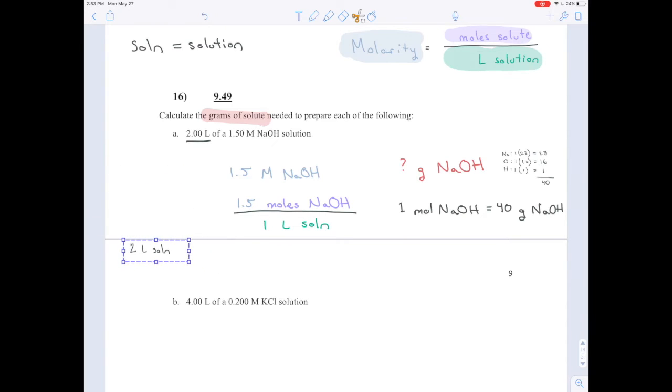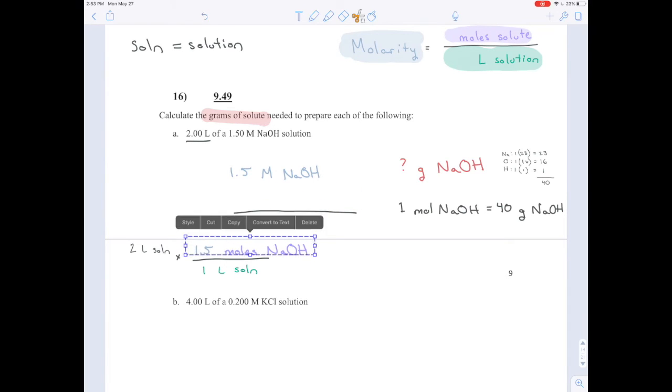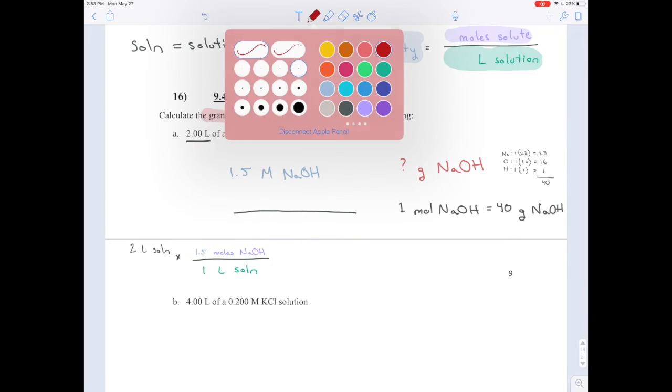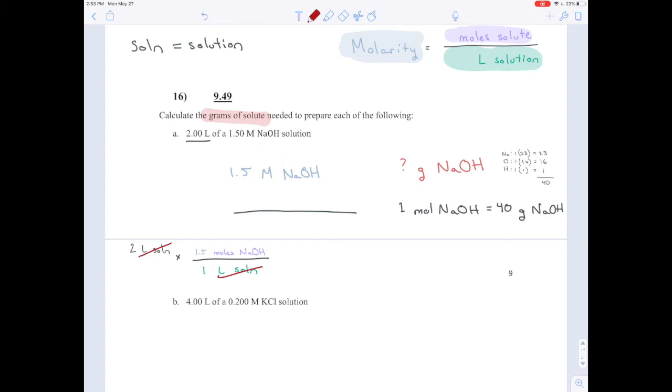Every time you do a conversion, write a multiplication sign, a fraction bar, and the units you start with always go on the bottom of the fraction so that they'll cancel out. So here, that is liters of solution. So we're going to take the part of the first conversion factor that has liters of solution and put it on the bottom there. And on the top of the fraction, we'll put what is on the other side of the fraction bar in the conversion factor, 1.5 moles of NaOH. So you can see how liters of solution would cancel out.